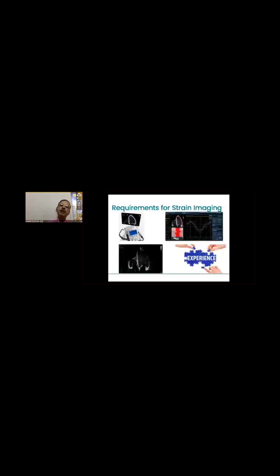So what is the requirement for strain imaging? What is needed? One is that you have a good, important machine which has the software to evaluate. Second, you have to have an excellent 2D image. Without an excellent 2D image, your values will give erroneous results. Third thing is that you get a very good quad format to evaluate your findings, and last, a little bit of experience.